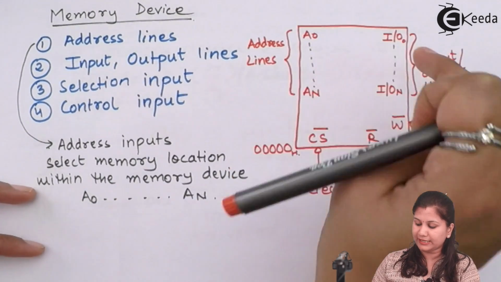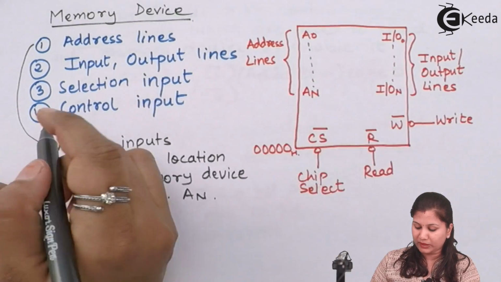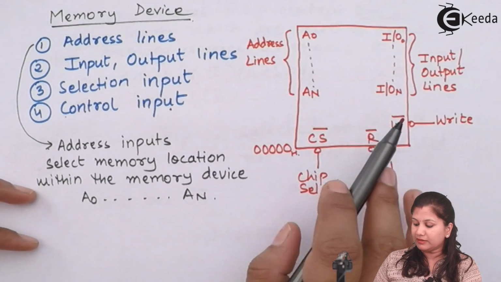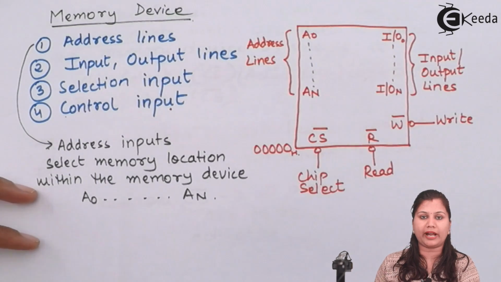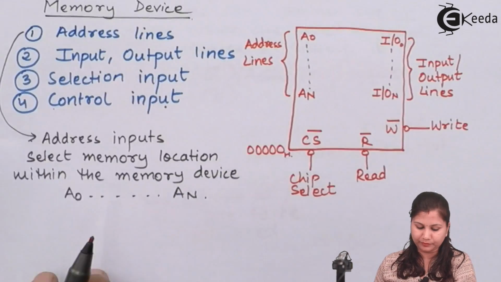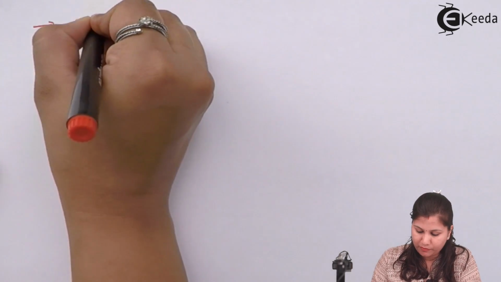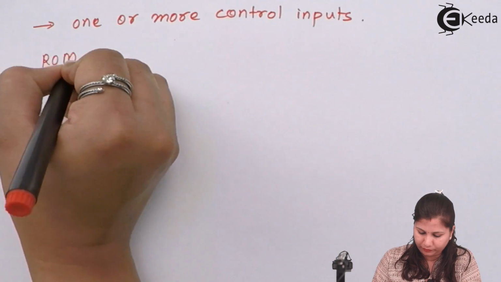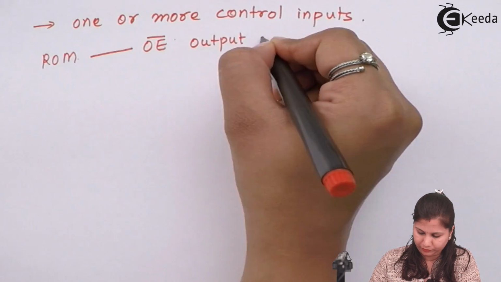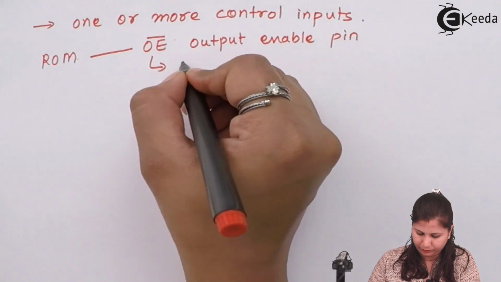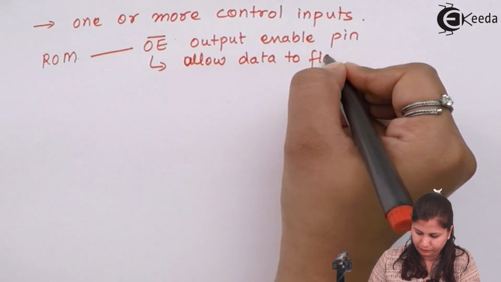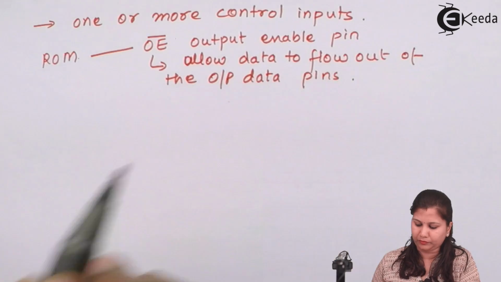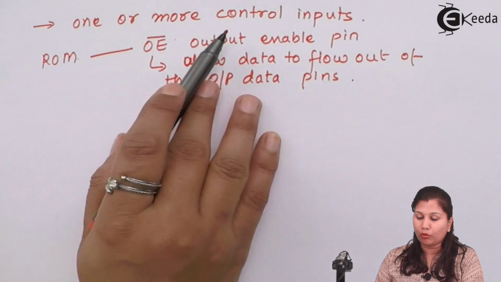We have the address lines, we have the input output lines. Now next we have the control input. Control input involves the signals read and write. These signals are used to read the data from the memory or write the data into the memory device. So there can be one or more control inputs.